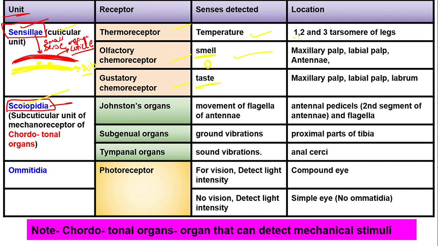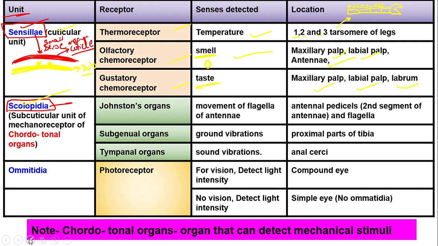Thermoreceptor is present on the first, second, third tarsomere. Now, if you remember, the tarsus had five parts, where the last one is like a claw. So all these parts, what do we call them? Tarsomere. Okay, a single one we call a tarsomere, right? Then which one is the olfactory? Maxillary palp, labial palp and the antennae. Which one is the gustatory? Maxillary palp, labial palp and the labrum. Right, so that's all we have for the sensillae.